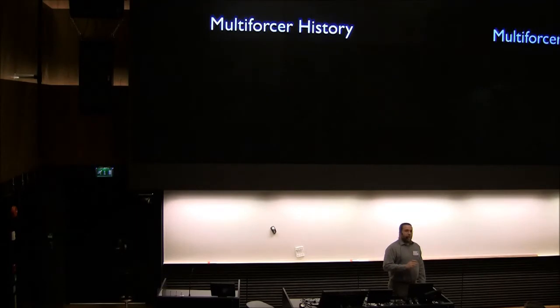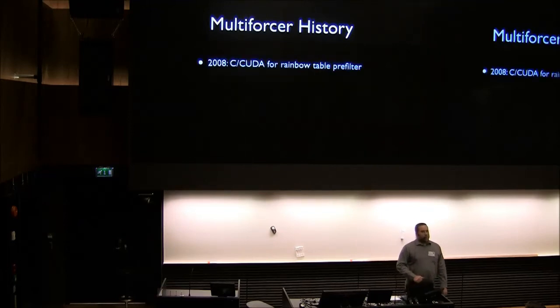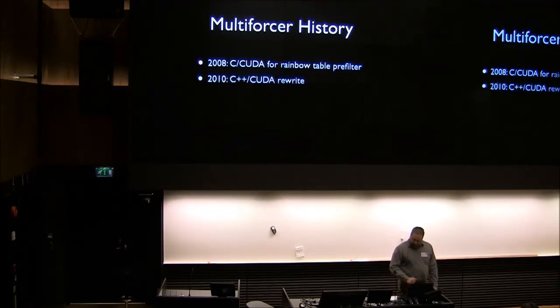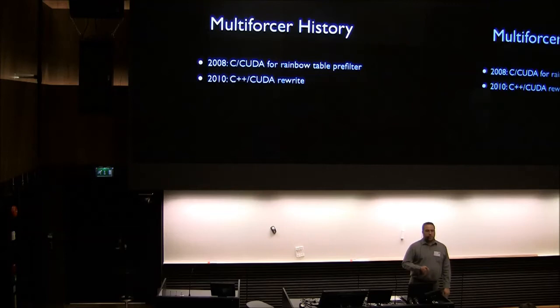So the password brute forcing tool that I have is the multi-forcer. I apologize for the names, I'm terrible at them. If anybody has better suggestions, find me later. Back in 2008, I actually started writing these as a pre-filter for the rainbow tables to deal with smaller password spaces that made sense to use a rainbow table for. In around 2010, it was rewritten as the Cryptohaze multi-forcer with a C++ framework. It was still CUDA only at this point.